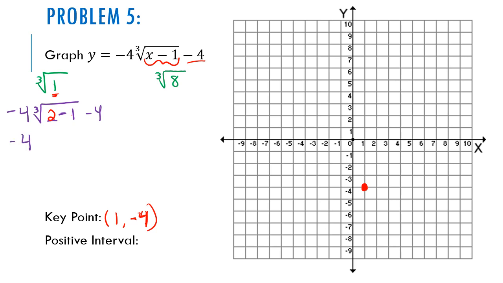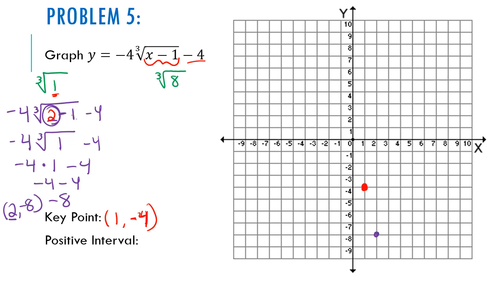So I have negative 4 cube root 1. 2 take away 1 is 1. The cube root of 1 is 1. Don't forget your minus 4. They're going to get times together. So negative 4 times 1 is negative 4. We minus 4, that's negative 8. So our coordinate is 2 comma negative 8. Remember, the one in red is the x part of the point. So we're going to be at 2 comma negative 8.